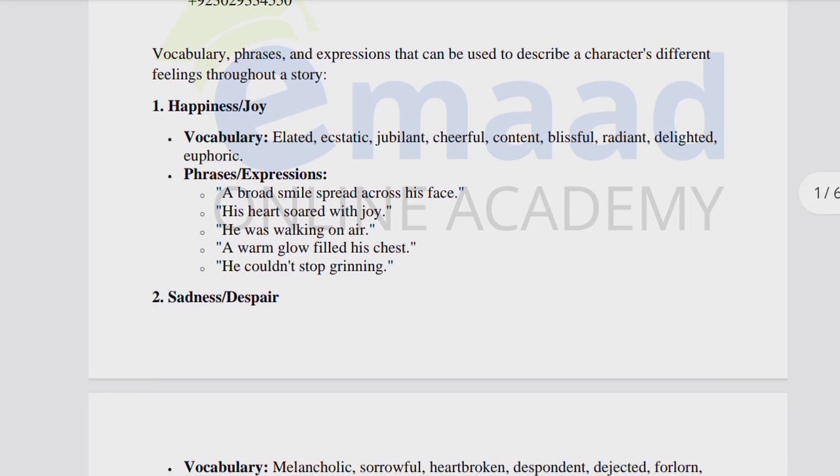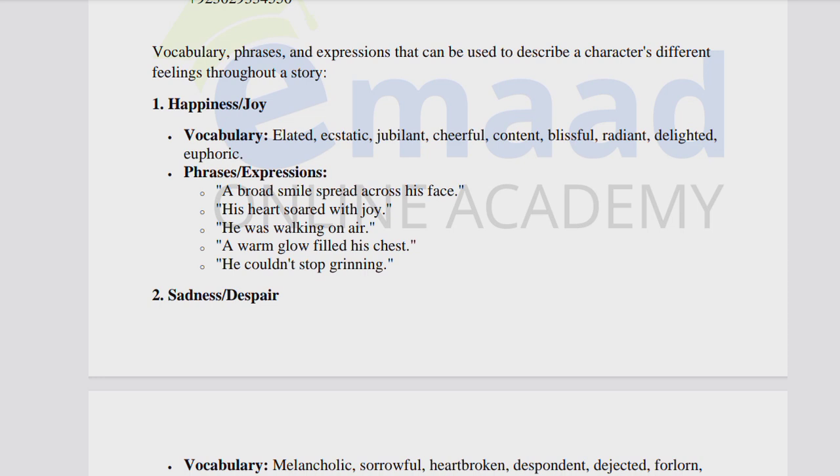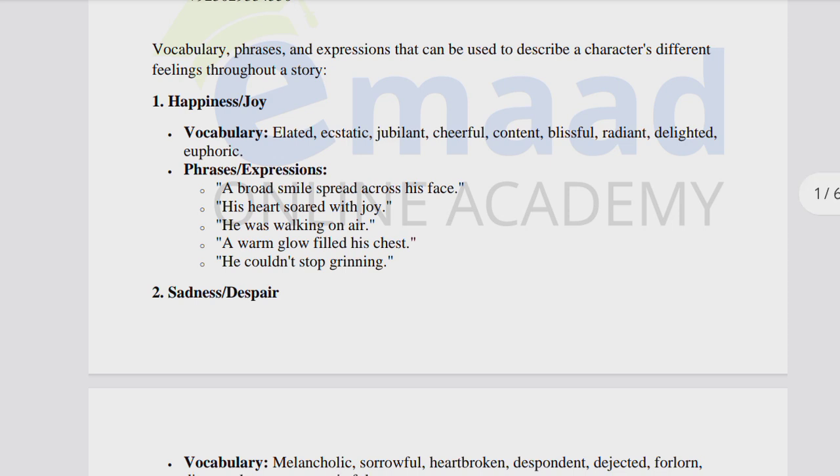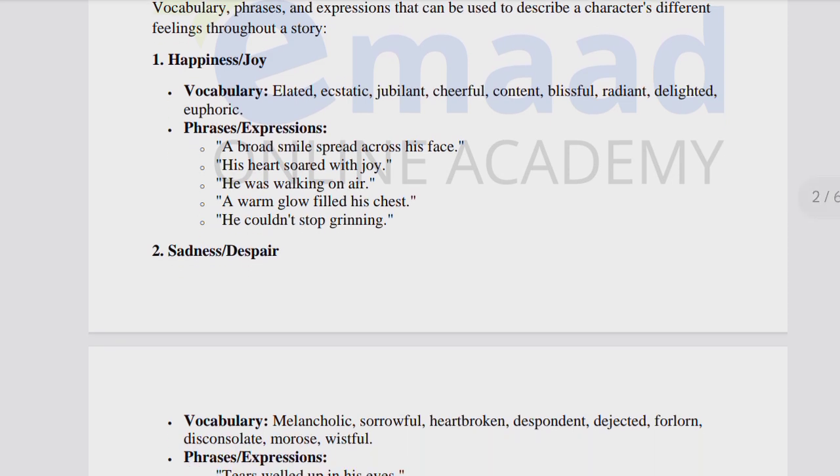A broad smile spread across his face. If you find this sentence about a character in a story, it shows the feelings of happiness and joy. His heart soared with joy. He was walking on air. A warm glow filled his chest. He could not stop grinning.